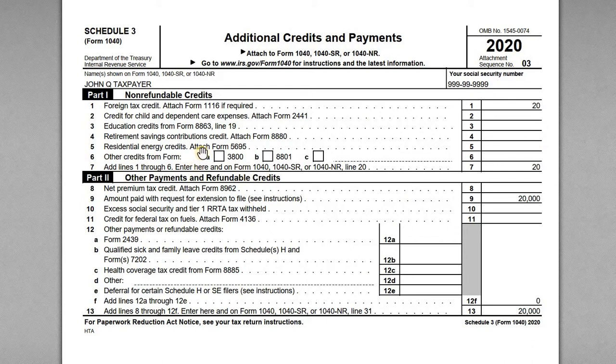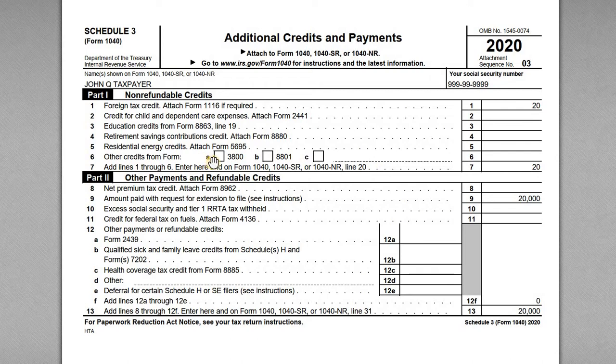Residential energy credit, 5695. This is something like solar improvements to your home. If you make certain energy efficient improvements to your property, you might be eligible for a tax credit, which is computed based on the amount that you expended to renovate the property. And that tax credit can also help reduce your tax liability.